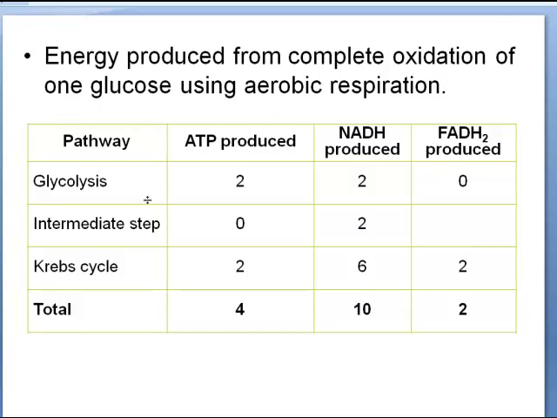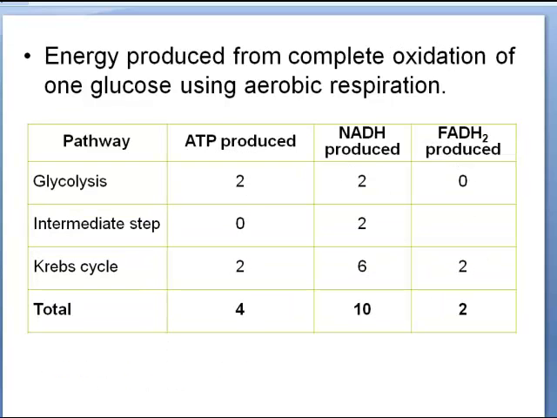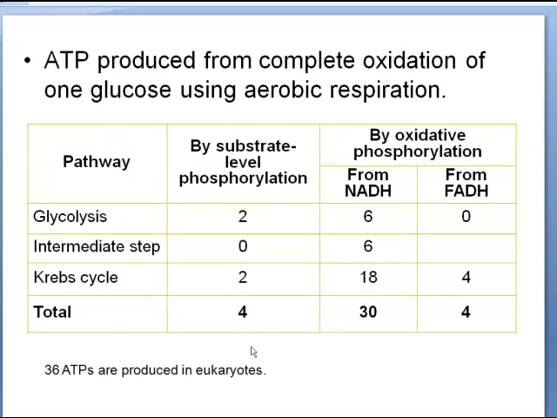Here we can see the comparison of ATP produced at each cycle. Notice that glycolysis only gives you 2, versus the Krebs cycle, which gives you a lot more. And this is the complete oxidation of one glucose, and here is the ATP production by one glucose molecule. So notice up here we have a total of 30 ATPs from NADH and 4 from substrate level phosphorylation. I really didn't give you a difference between substrate level and oxidative.